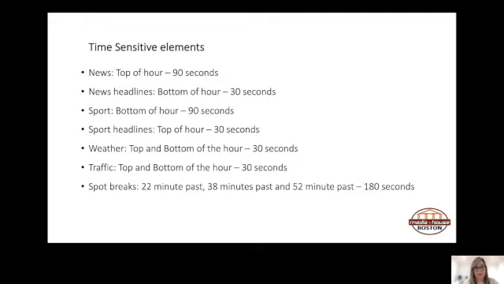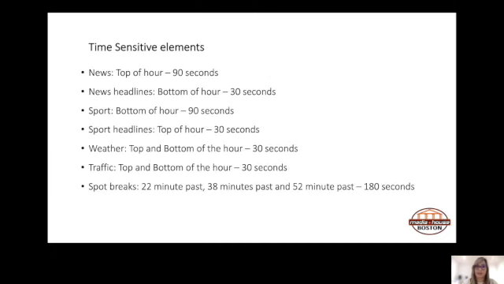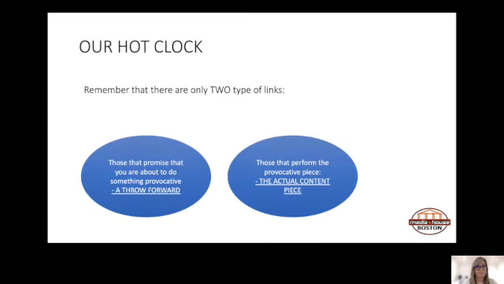And then your spot breaks are at 22 minutes past, 38 minutes past, and 52 minutes past. So you will be doing it like this for all 3 hours, okay? That's 180 seconds. So this is what I want you to do for your 3 hours, is include all of these. And then these are just the ones that I put in. For the rest, you can do what you want as long as it works according to the growth phase, okay?